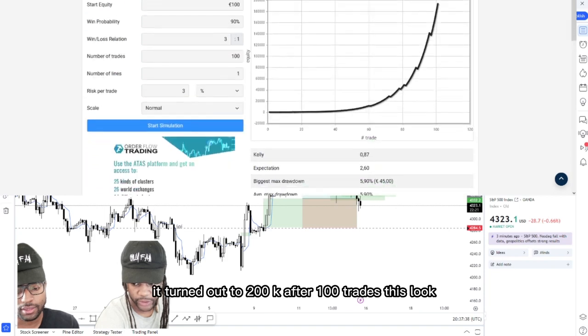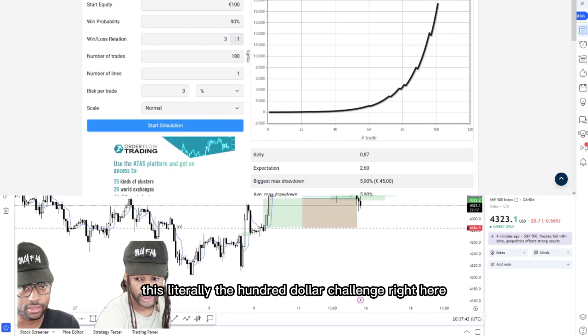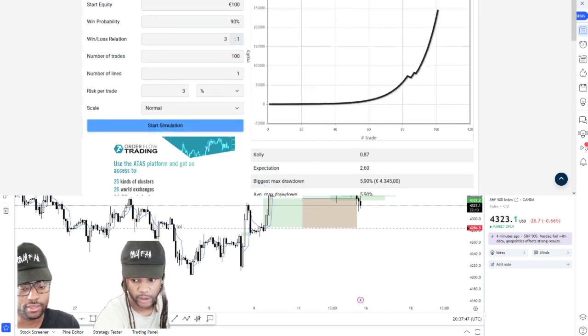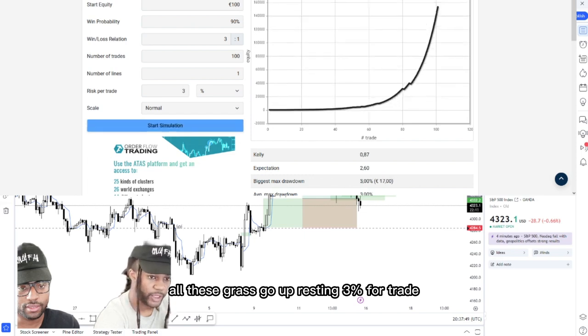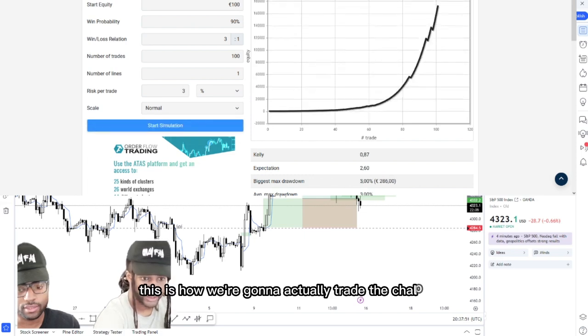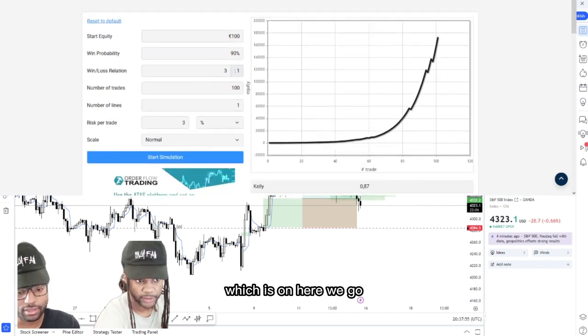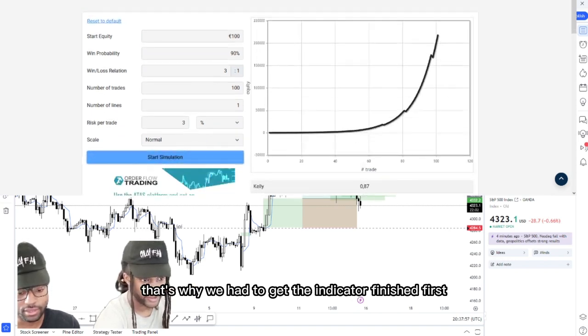You're turning that to 200K after 100 trades. This is literally the $100 challenge right here. That's what we're looking at. All these graphs go up, risking 3% per trade. And this is how we're gonna actually trade the challenge, which is really dope. That's why we had to get the indicator finished first.